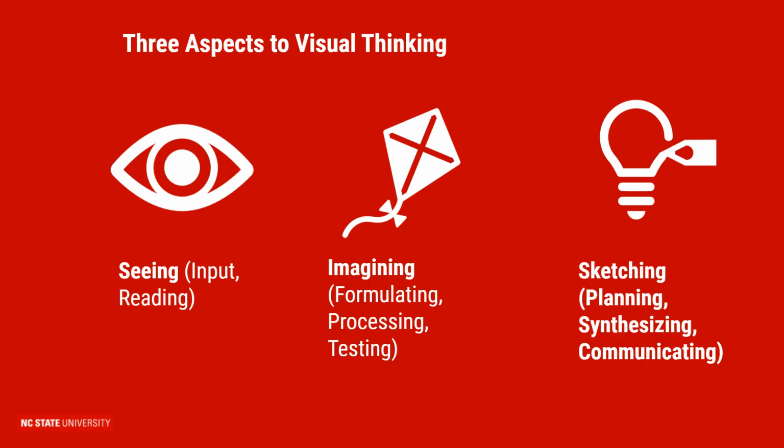In his book, Experiences in Visual Thinking, Robert McKim outlines three components of visual thinking. Seeing, which is inputting or reading and requires visual literacy and or visual development. Imagining, which might include formulating, processing, testing, and sketching, planning, synthesizing, communicating, and output.